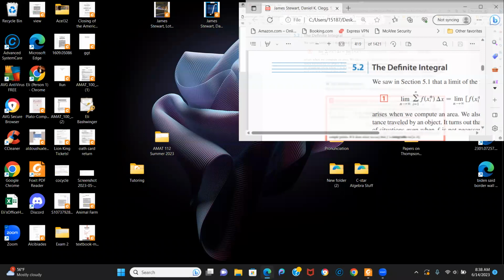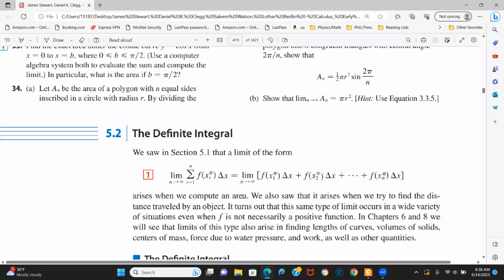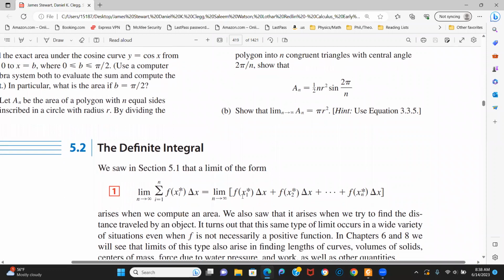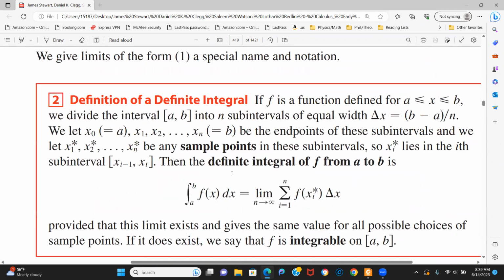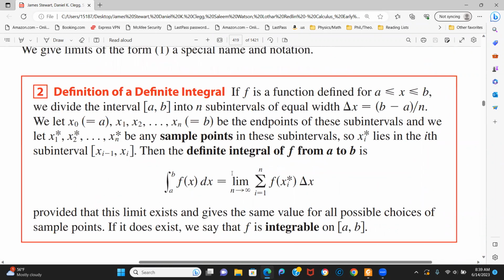So let's try to formulate all the ideas into a single rigorous formal definition. Let me share my screen. Okay, so this is 5.2, the definite integral. There's going to be a definite integral, and this is going to be really closely tied to the notion of area, although it's not always going to be the same thing. And then there's going to be an indefinite integral, which we'll look at later. So here is the definition. Let's try to read through this and make some sense of it. It's going to be kind of complicated.